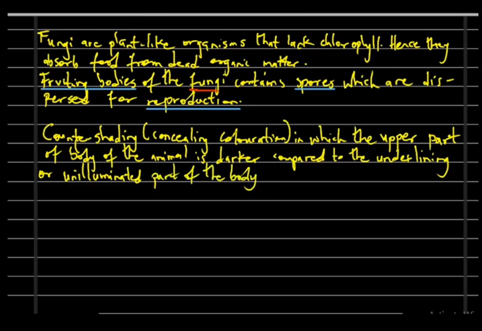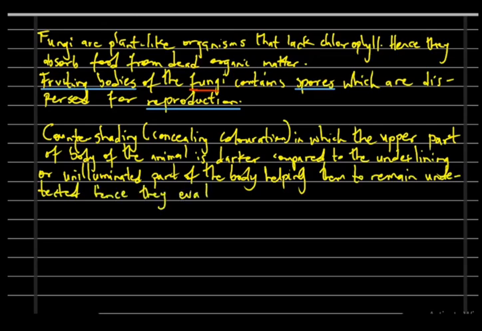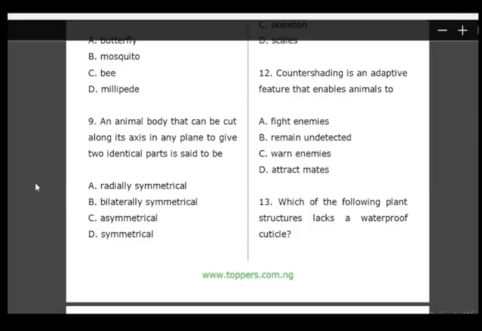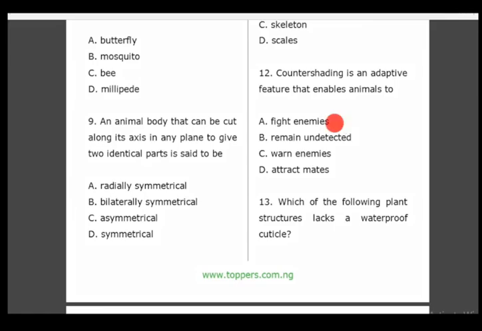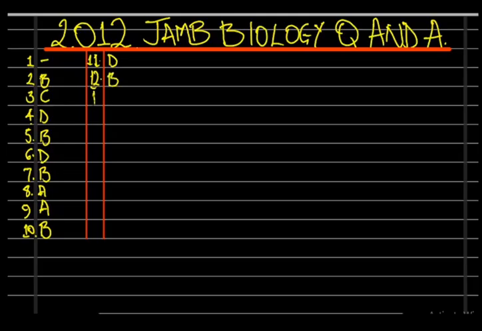Hence, it helps them to evade capture, helping them to remain undetected. Hence, they evade capture. So that is what counter shading is actually talking about. So if we look at our options there, the options we have: fight enemies, remain undetected, warn enemies, as well as attract mates. So the answer to that question is option B. Is our answer to question 12.